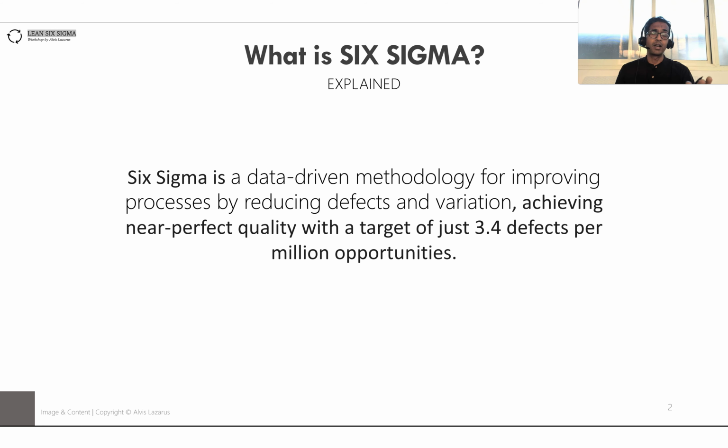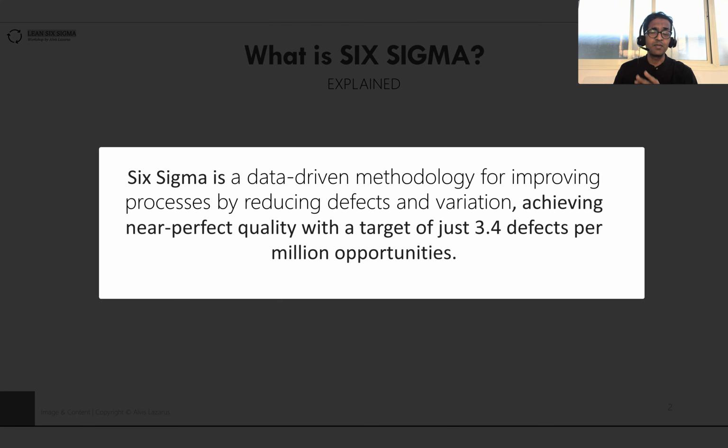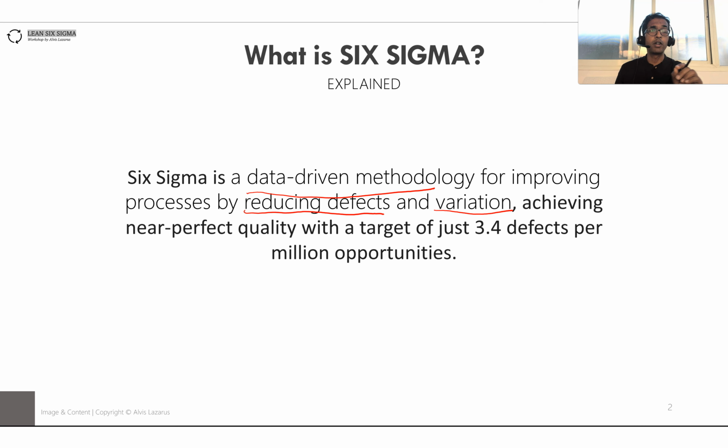Before we move forward, I also want to set the stage clear. What is Six Sigma? Six Sigma is a data-driven methodology for improving processes, and it does so in two ways. One, it reduces the defects, and it also reduces the variation. Thereby it can achieve near perfect quality, typically called Six Sigma, which is 3.4 defects per million opportunities.